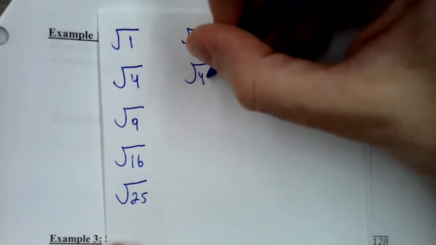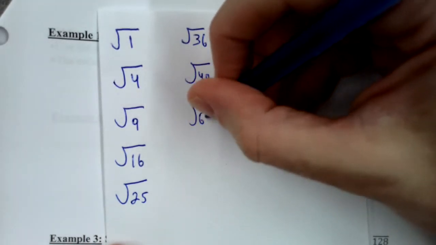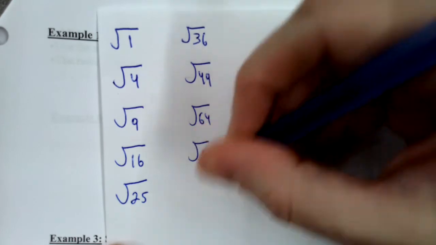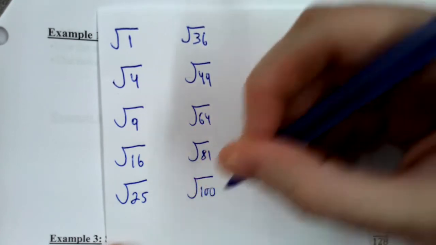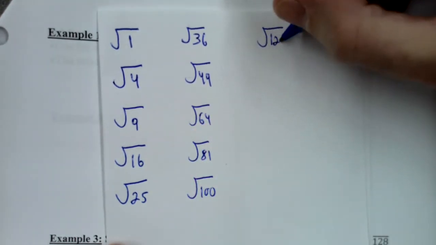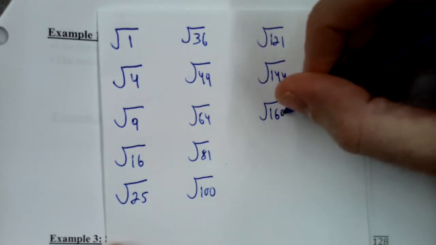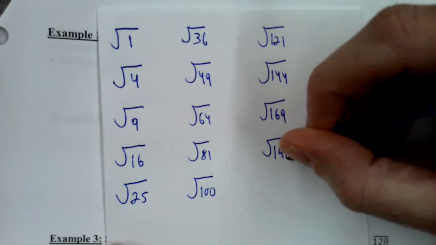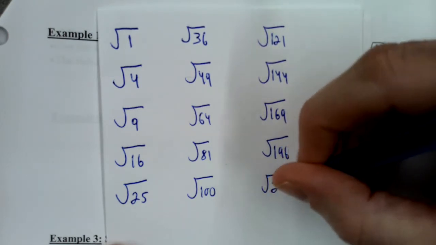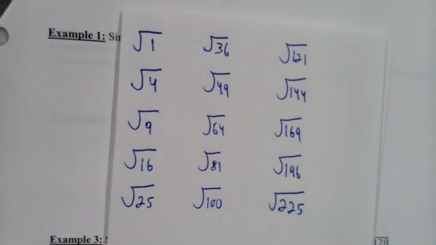36, 49, 64, 81, 100, 121, 144, 169, 196, and 225. Memorize up to 225. That should be good. Should be good enough.